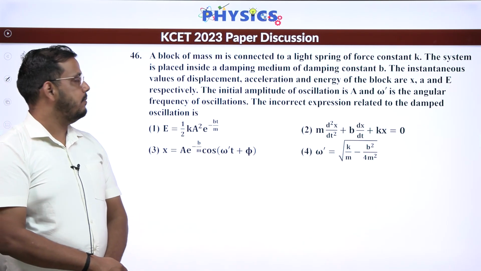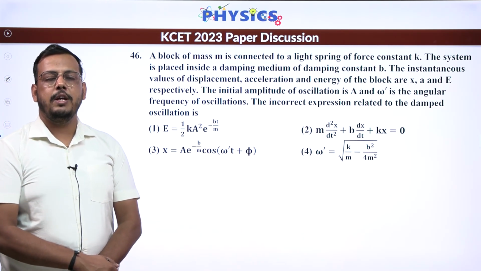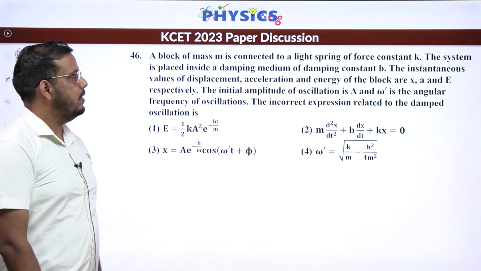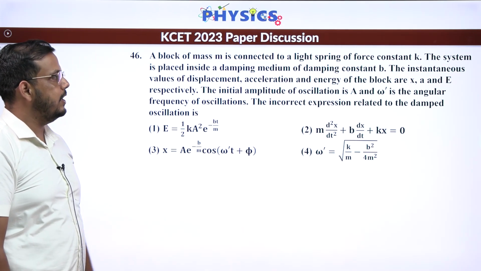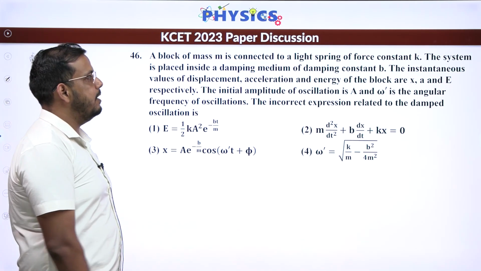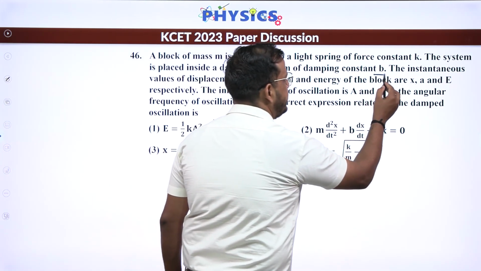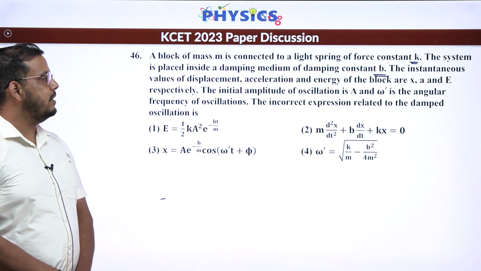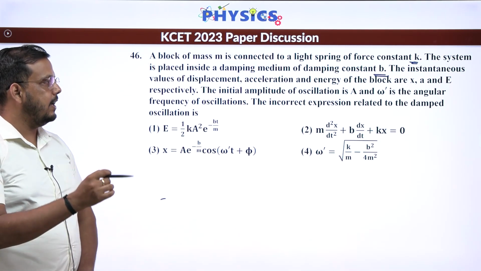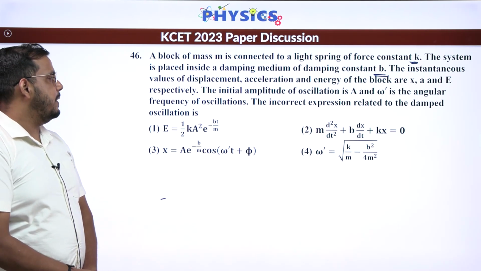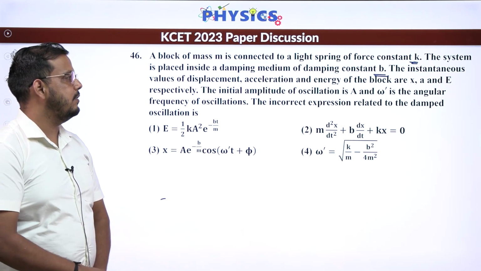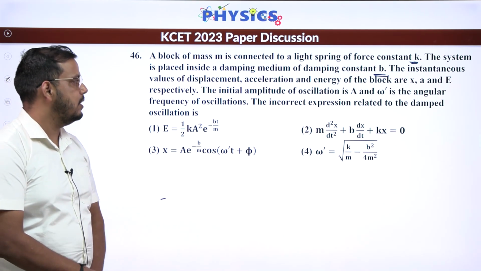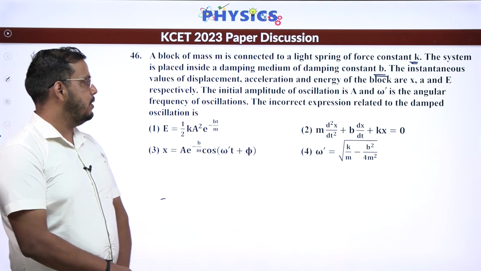Next question is question number 46. A block of mass m is connected to a light spring of force constant k. The system is placed inside a damping medium of damping constant b. The instantaneous values of displacement, acceleration and energy of the block are x, a and E respectively. The initial amplitude of oscillation is capital A, and omega dash is the angular frequency of oscillation. Which is the incorrect expression related to the damped oscillation?